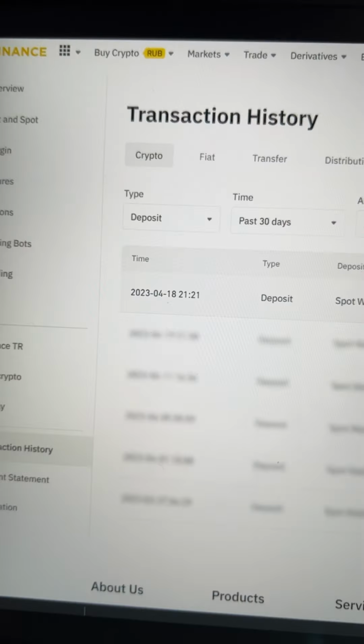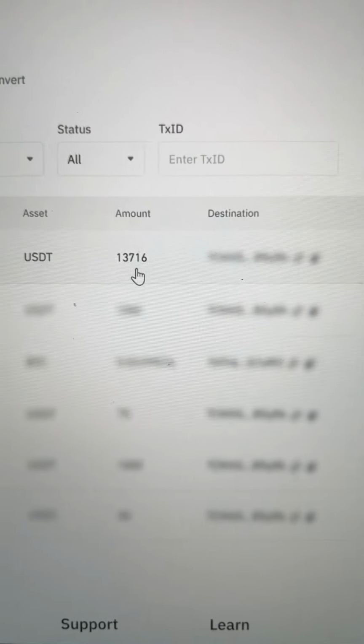transaction in the blockchain. As you can see, in such an easy way, we earn 10% of the money invested in just one round.